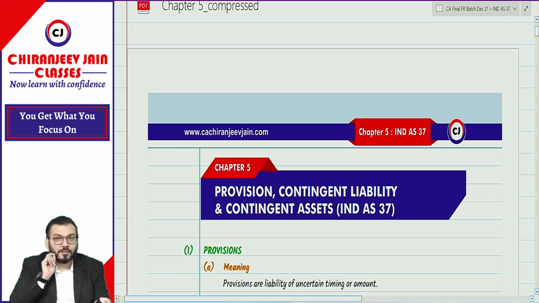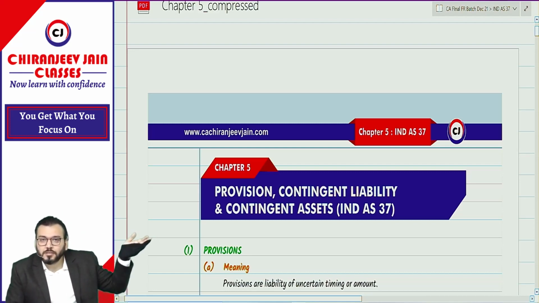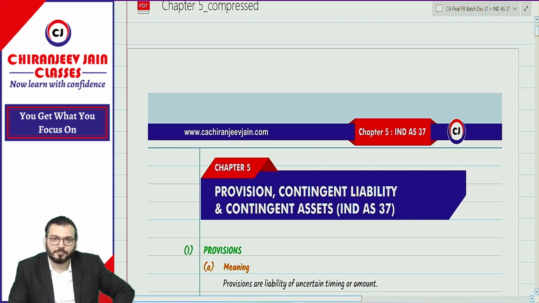Understood? Anyone saying provision is a liability? You are saying provision is a liability, why? Known liability. Which will occur? In future time. Surely occurred means certain. Means provision is certain. I already said provision is not certain.